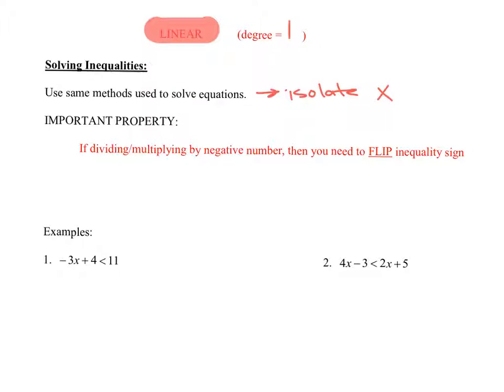While we're isolating x, the only major difference with solving linear inequalities is that we have this property right here that says if we're dividing or multiplying by a negative number, then you need to flip the inequality sign. So make sure it's only when you're dividing or multiplying by a negative number that we do this. All right, let's take a closer look at example number 1.